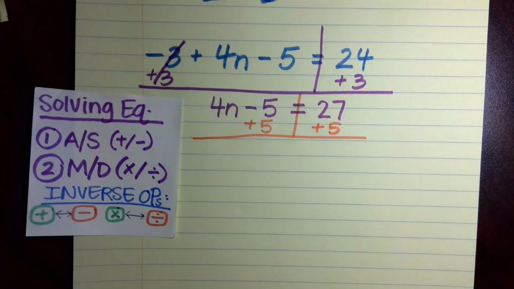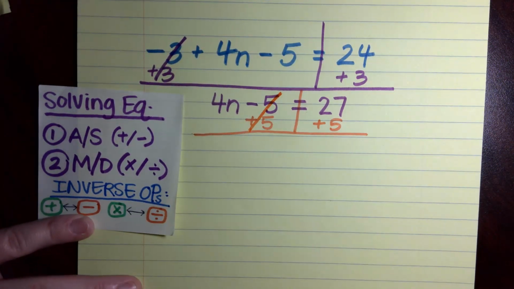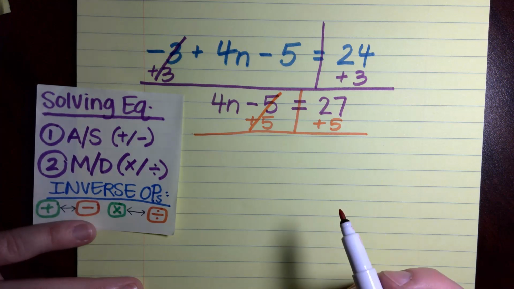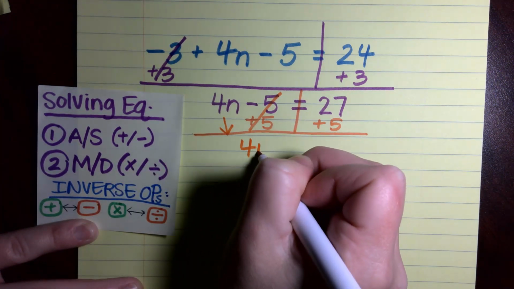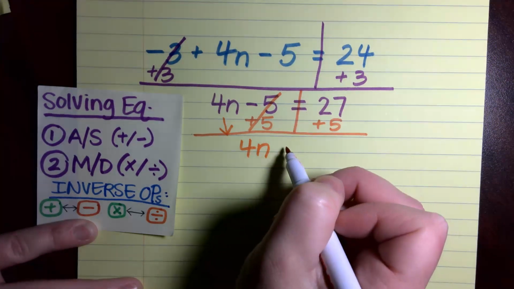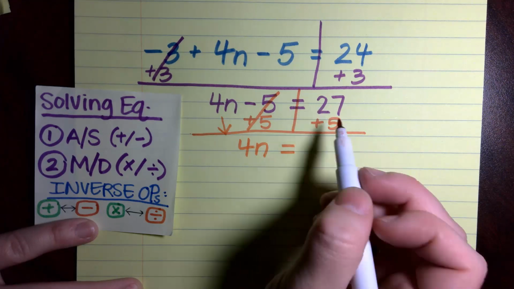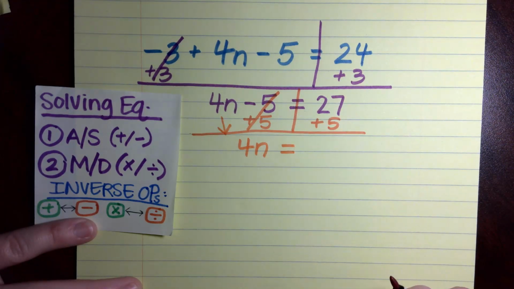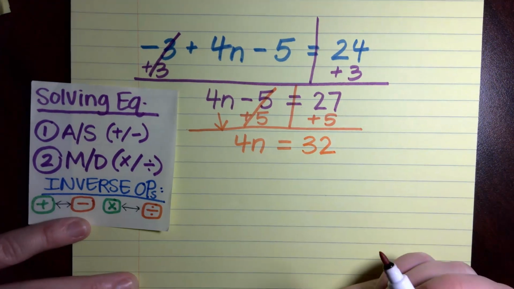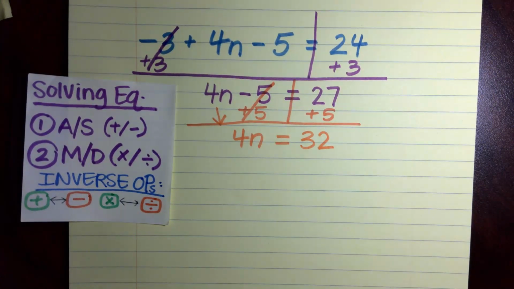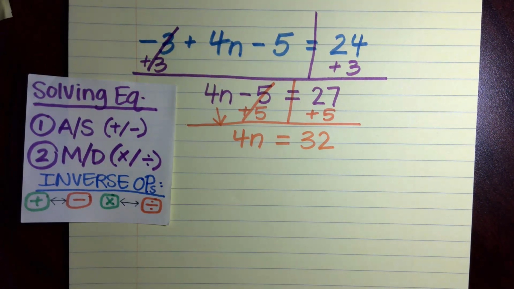Okay. What's going to happen with my 5s? They cancel. Then what? Bring down the 4. We're going to bring down our 4 times n. Then we'll bring down our equal sign. And now we just need to find out what is 27 plus 5. 32. All right. Now we have a whole new equation again. We have 4 times n equals 32.